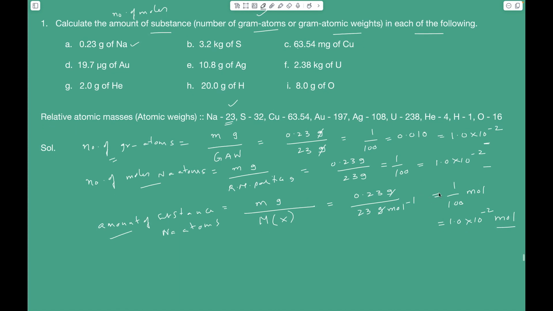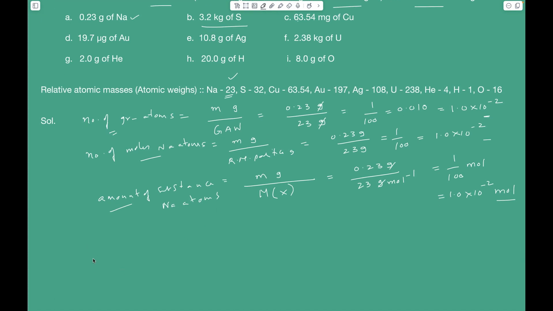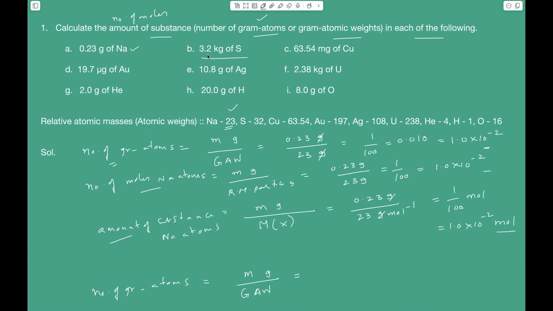Now let us work out another example. 3.2 kilograms of sulfur. Now how do you get the number of gram atoms? Mass of the element given in grams over its gram atomic weight. What is the mass of the element given in grams? 3.2 kilograms. Pay attention to this. But we have to use it in grams. So first you have to convert that into grams. You know 1 kilogram is equal to 10 to the power of 3 grams. So 3.2 kilograms would be 3.2 times 10 to the power of 3 grams.